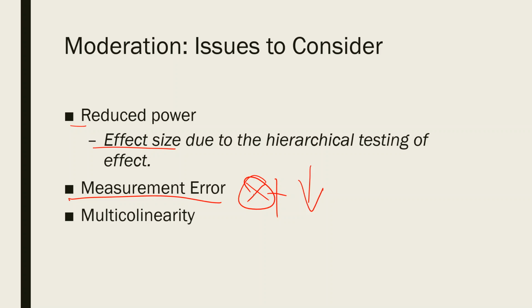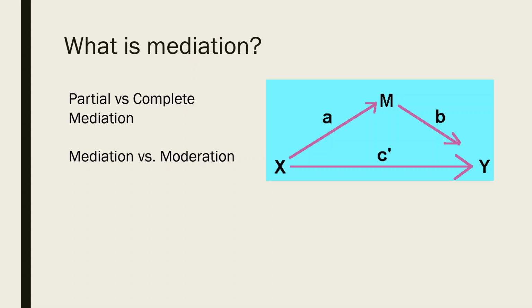So if we have errors in our model, it really shows, and it really throws things off. Another thing is multicollinearity that can occur, but what we have strategized to counteract that is we've centered all our predictor variables. Now let's move on to mediation.